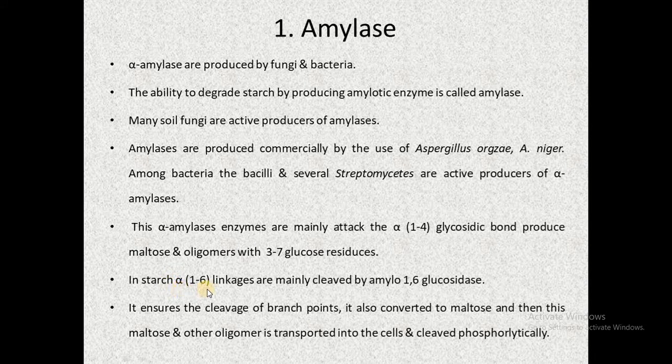In starch, alpha-1,6 linkages are mainly cleaved by amylo-1,6 glucosidase. It ensures the cleavage of branch points. It also produces maltose and oligomers, which are transported into the cells and cleaved phosphorolytically. So the amylase enzyme is produced by fungi and bacteria. Mostly the fungi are Aspergillus oryzae and Aspergillus niger. In bacteria, bacilli and Streptomyces are the active producers of alpha amylases. They can break alpha-1,4 and also 1,6 linkages. Everything will be converted into maltose and oligomers, which will be transported. That's about the amylase.